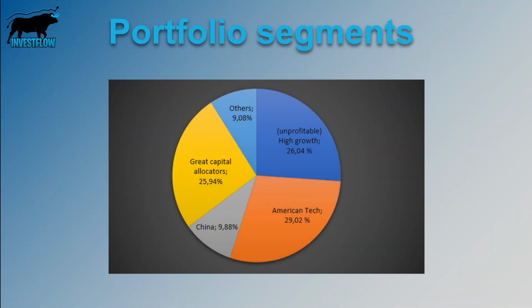I try to segregate my companies into 5 different segments. The biggest segment here is American technology, which includes SaaS companies and software companies for the most part. The second biggest category is high growth, which often is unprofitable in most cases. The third category, which is pretty much on par with the second category in the portfolio size, is great capital allocators, so companies with a strong track record of allocating their capital effectively. I also have around 10% in China, and the remaining 9% are just labeled others.